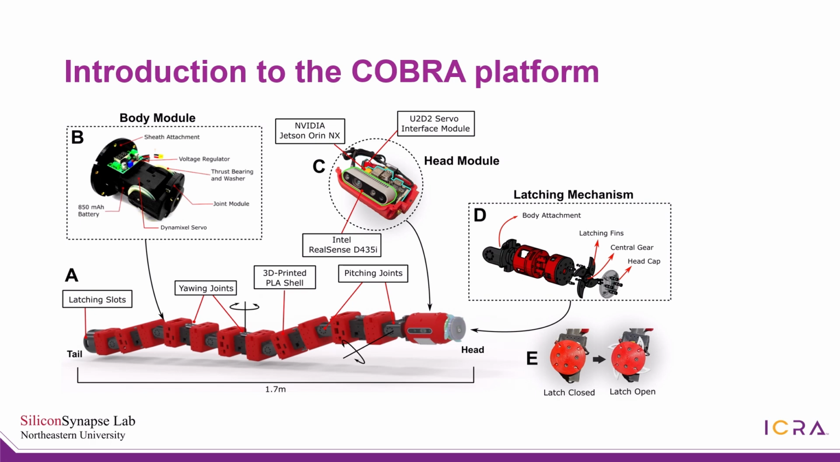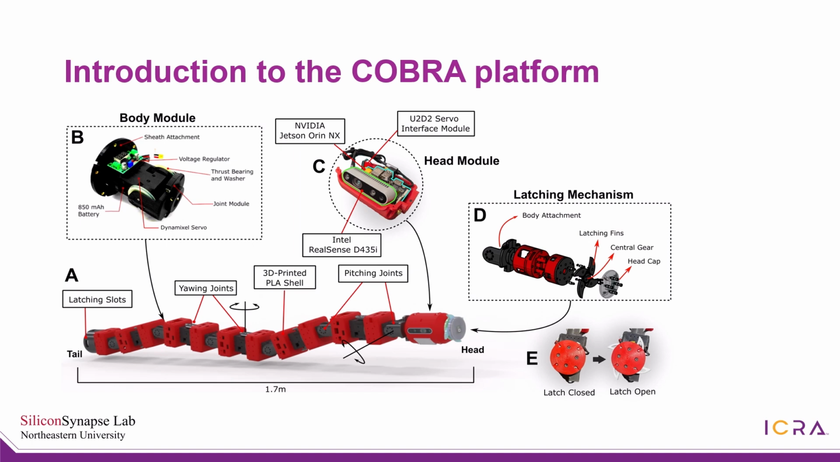The following work is based on our snake robot Cobra. Cobra consists of 11 joints alternating between pitching and yawing and 12 links. The head module consists of an Intel RealSense D435i stereo camera and IMU for sensing, and an NVIDIA Jetson NX as the primary processor.